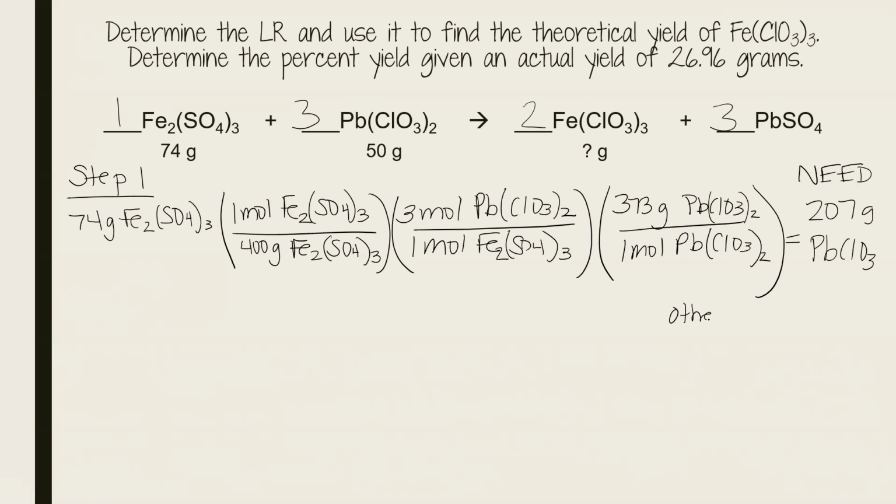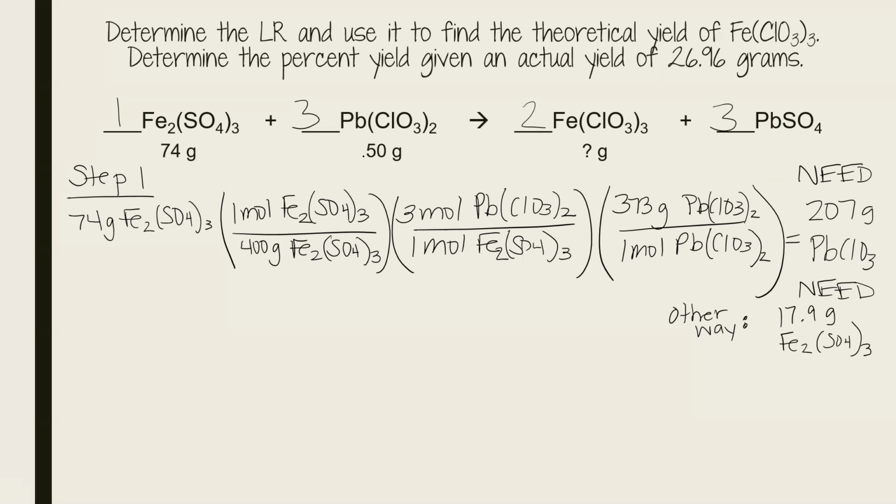If you did it the other way, if you started with PbCl, let me do it in my calculator, you would get 17.9. Okay. Doesn't matter which way you do it. Don't have to do it both ways unless you want to. Okay, I need 207 grams.